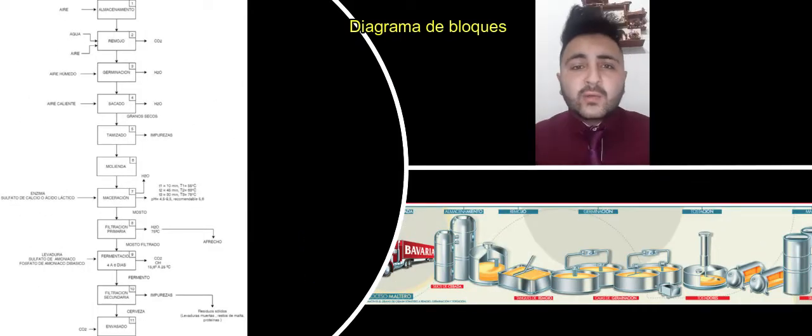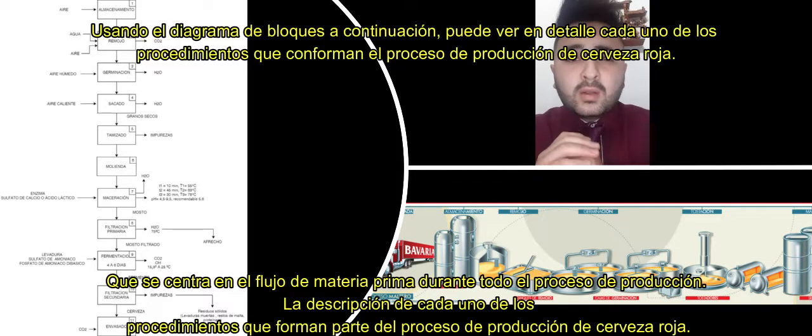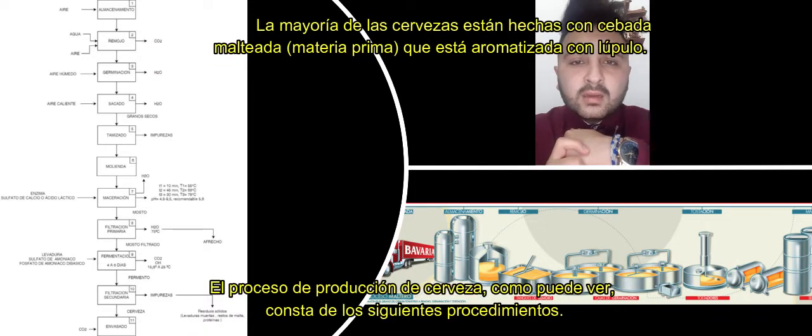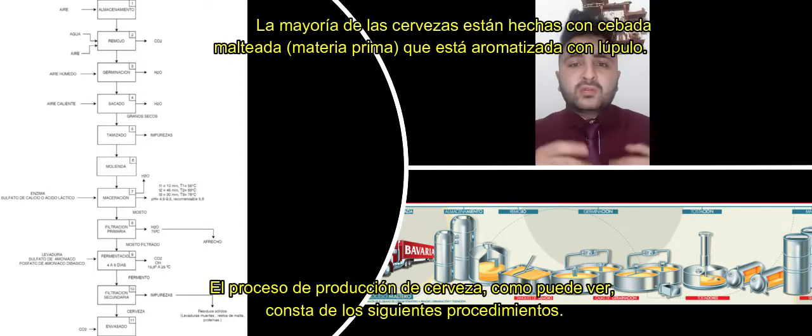Diagram of the production process. Beer production is usually composed of the formation of solutions obtained from cereals and other grains which contain mostly starch. Beers are made with malted barley as the raw material. The production process, as you can see, consists of different stages.